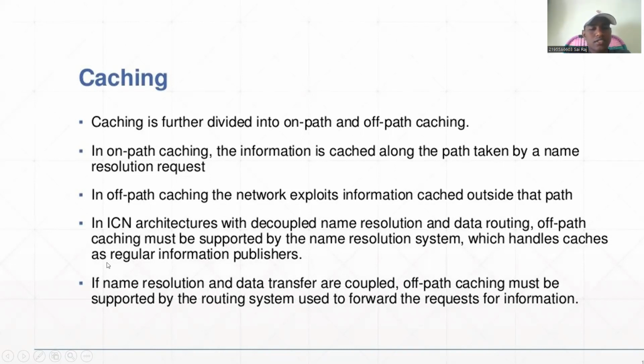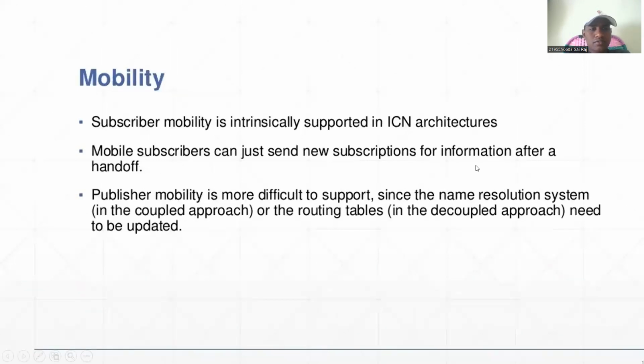which handles caches as regular information publishers. If name resolution and data transfer are coupled, off-path caching may be supported by the routing system used to forward the request for information. This is the caching.